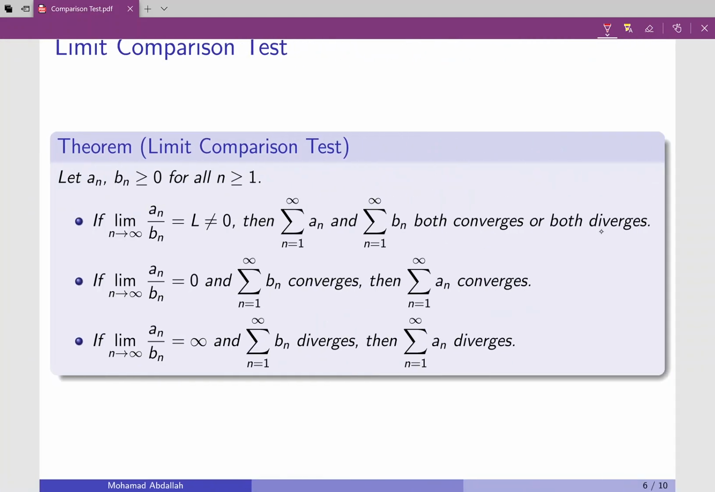If the limit as n goes to infinity of an over bn is infinity, and the sum of the sequence corresponding to the denominator diverges, then the sum from n equal 1 to infinity of an diverges. Okay. Now, if you got 0, for example, in the second case, and the summation from n equal 1 to infinity of bn diverges, it doesn't tell you anything. The same thing here. Okay, so I have this listed as a remark.